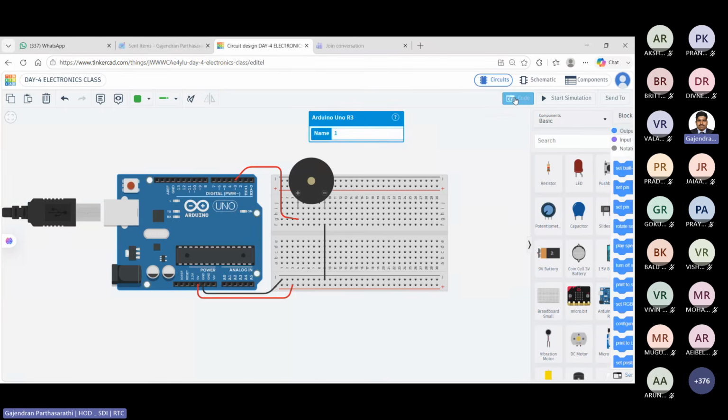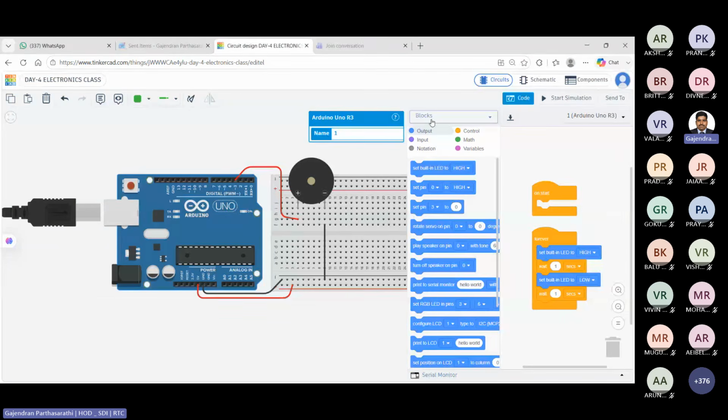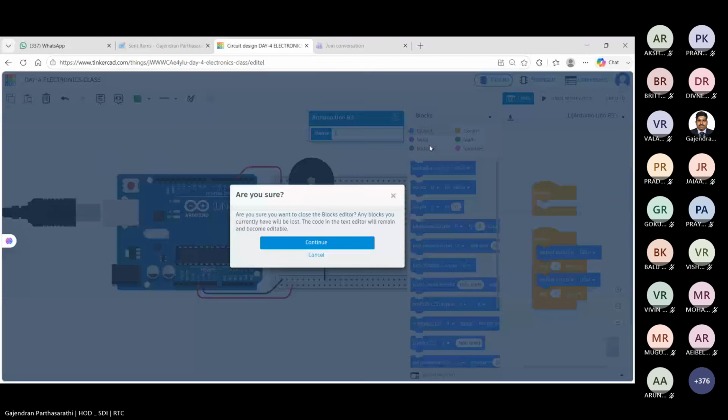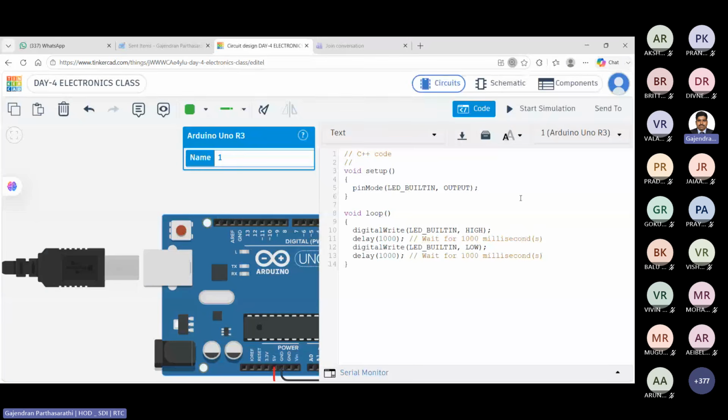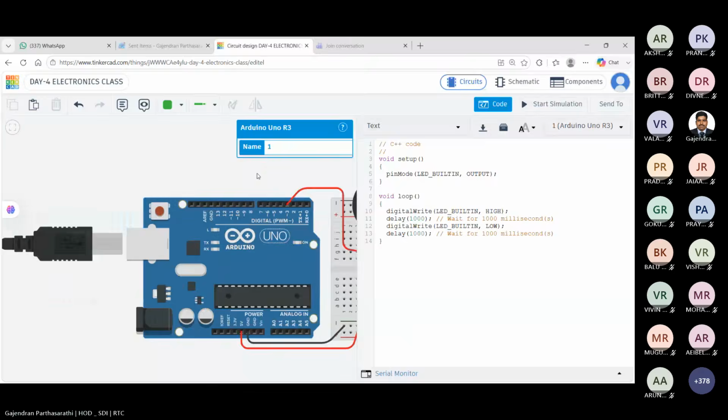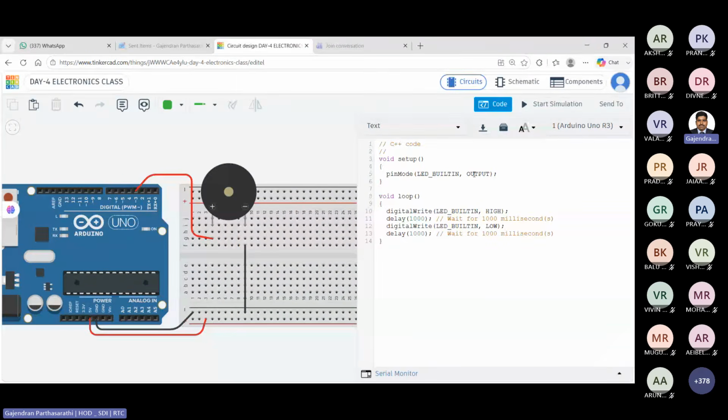Now I am going to the code part. Code part: blocks plus text, and text is there. Please test it. If you completed it on a phone, doing this kind of simulation on a phone is a little difficult. Better to do it with a laptop.